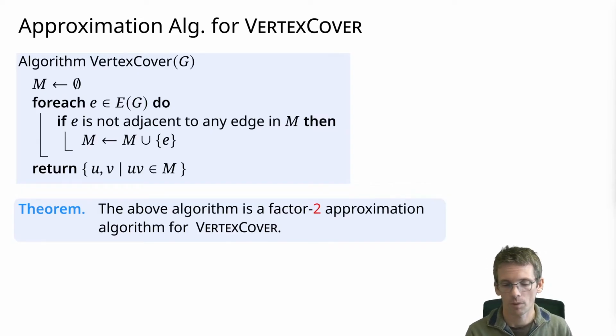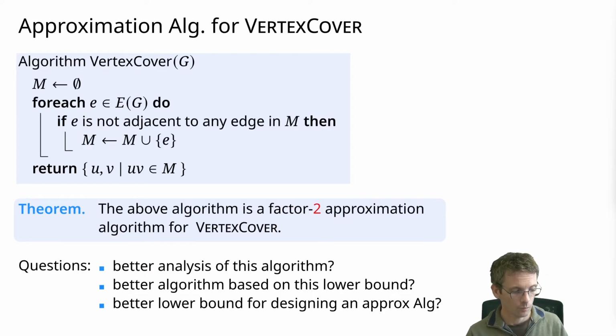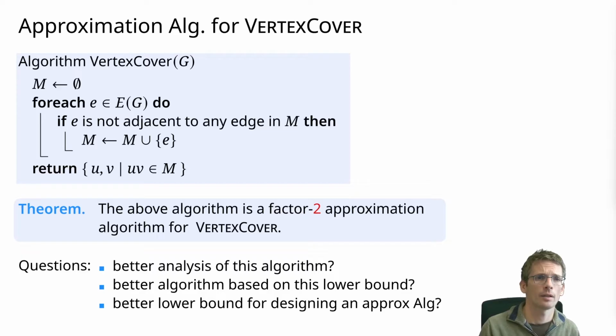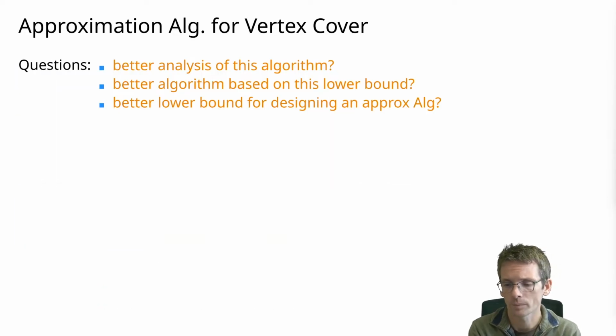Now, in the design of approximation algorithms, we at this point should ask ourselves a couple of questions. And here they are. So first of all, we have now proven that this algorithm is a 2-approximation, but maybe it's even better. So that's question number 1. Is there a better analysis for the given algorithm? Next question is, given what the lower bound gives us, could we design a better algorithm using that lower bound? Question number 3 is, is there actually a better lower bound for designing an approximation algorithm? Let's look at these questions one by one.